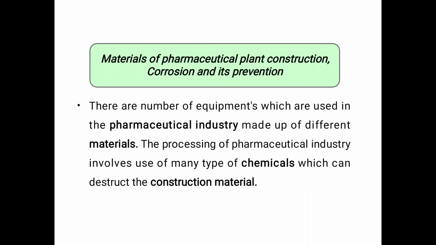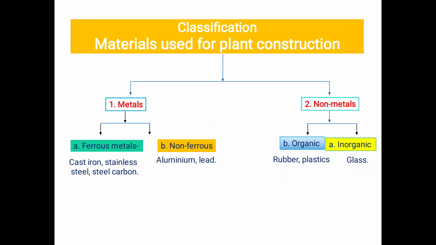Selection of proper material, proper design of equipment, coating and lining of materials, altering the environment, using inhibitors, cathodic protection, anodic protection. So selection of proper materials or right materials is very important in industry to avoid corrosion.